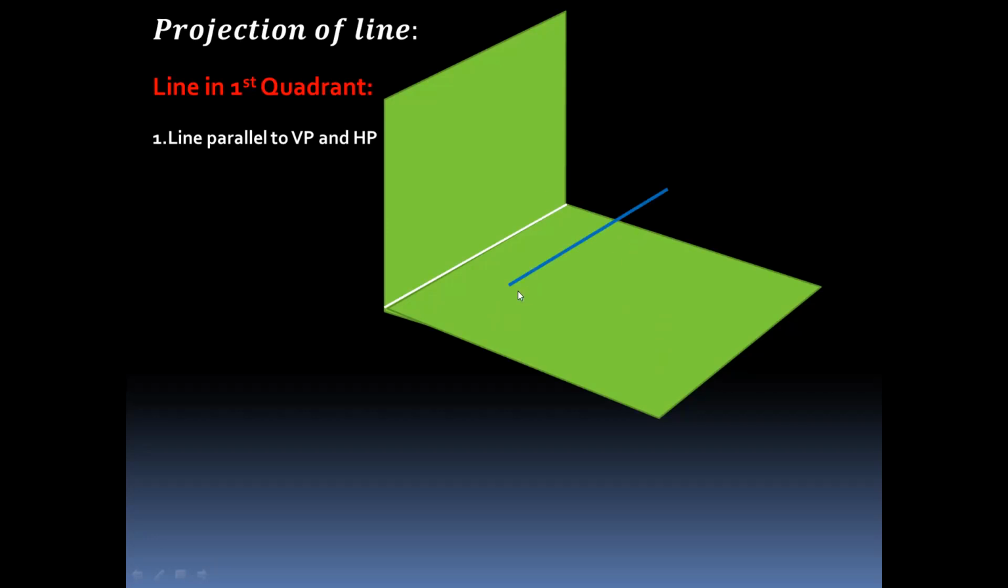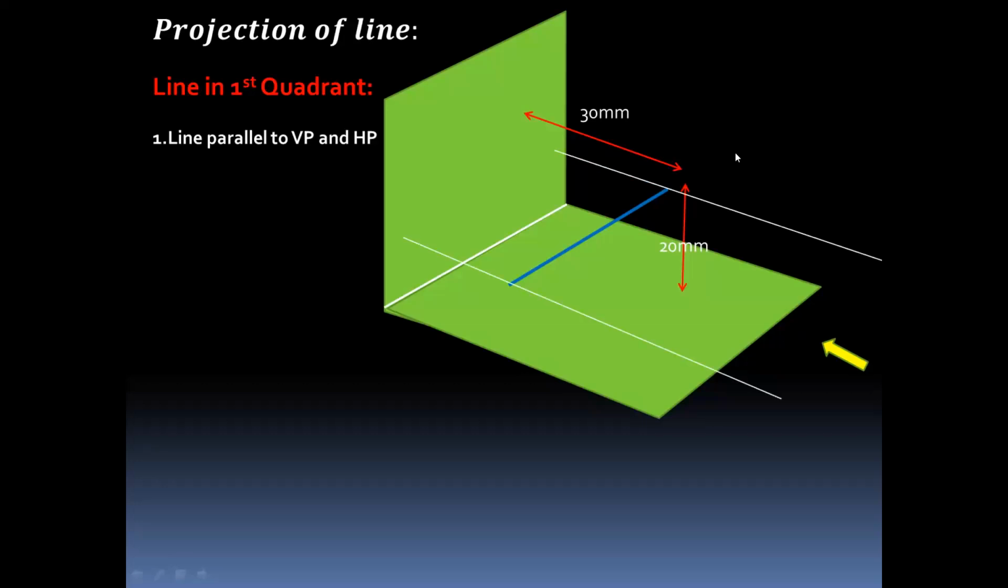That means its end points are at equal distance with respect to the horizontal plane and the vertical plane. So when you try to draw the front view, this is the distance given. It is 20 mm above the HP and 30 mm in front of VP. For the front view, you can observe the complete length of the line, called the true length of the line, because the line is parallel to the vertical plane. So this projected outline of that line is equal to the actual length of the line.